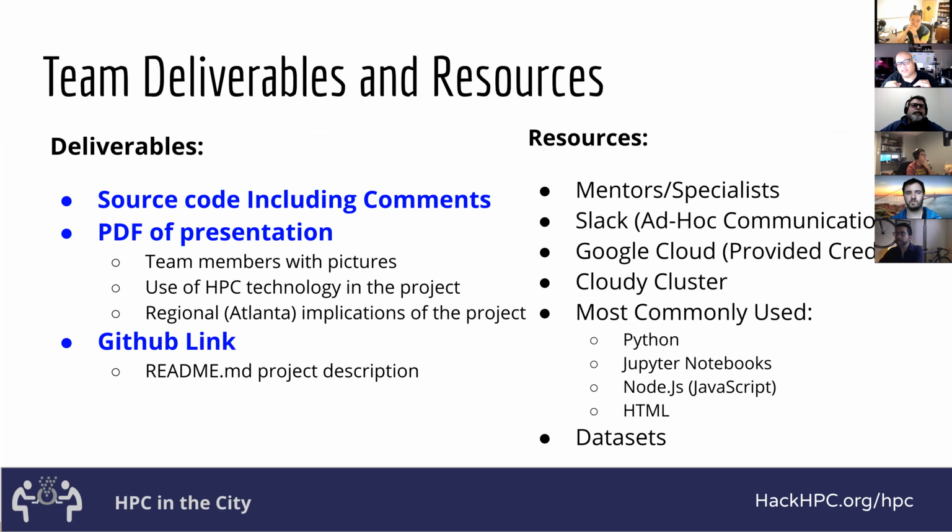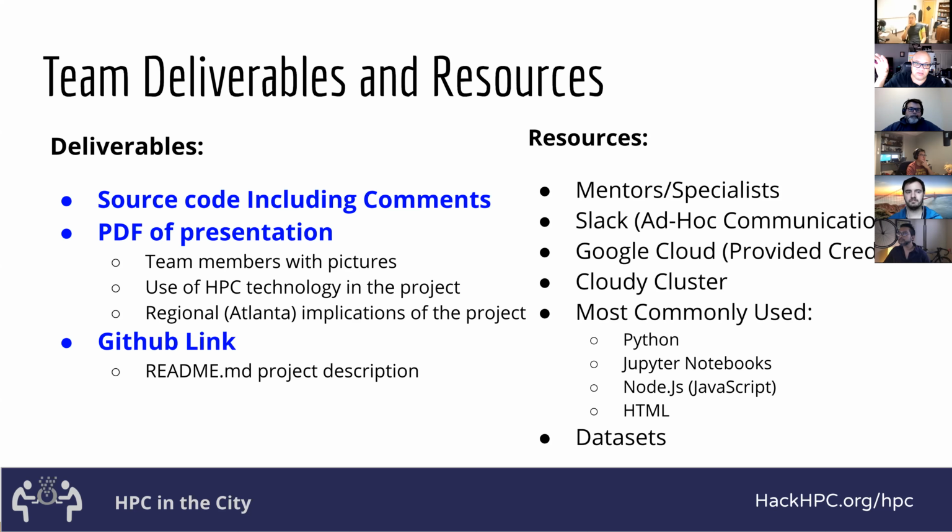So I always like to take a second at this slide to make sure that everybody knows what they're getting into. With the hackathon itself, there are some deliverables that we expect each team of 4 to 5 students, along with a mentor and a staff member, to produce. The first is a set of source code, including comments in that source code about how it works. A PDF presentation that your team will present on the final day that includes team members' names and pictures, including the mentor, use or explanation of the use of HPC technology in their project, and then also importantly, regionally, in this case in the Atlanta area or Georgia area, the implications of that project. So how your project could directly impact Atlanta and the greater Georgia area.